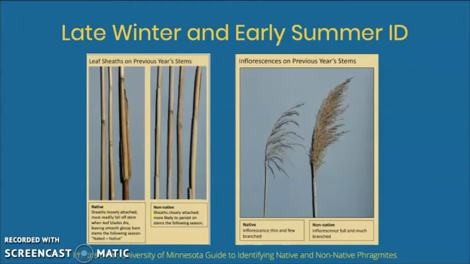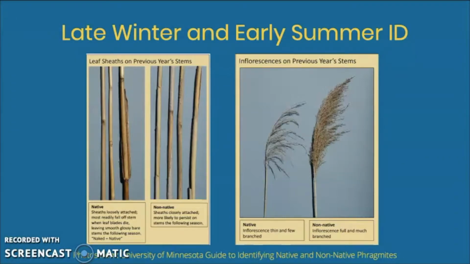In the winter and early summer, you can also look at the inflorescence of the previous year's stems, which is this plume or tuft at the top of each stem. In native Phragmites, the plume tends to be much less full and much less branched, as you can see here on the left, whereas the non-native Phragmites tends to be much more full. So you can use that as an ID feature as well.